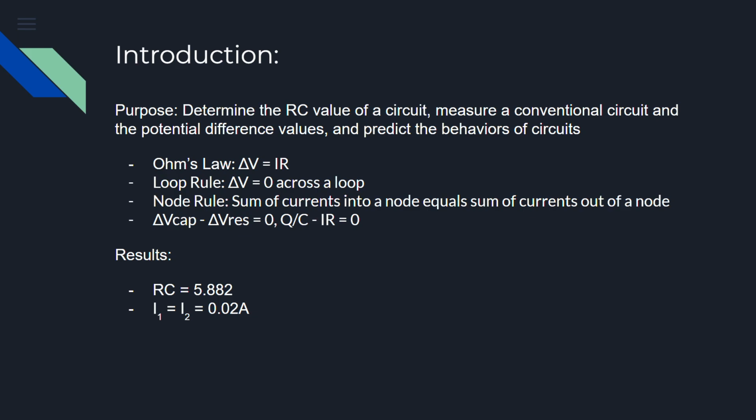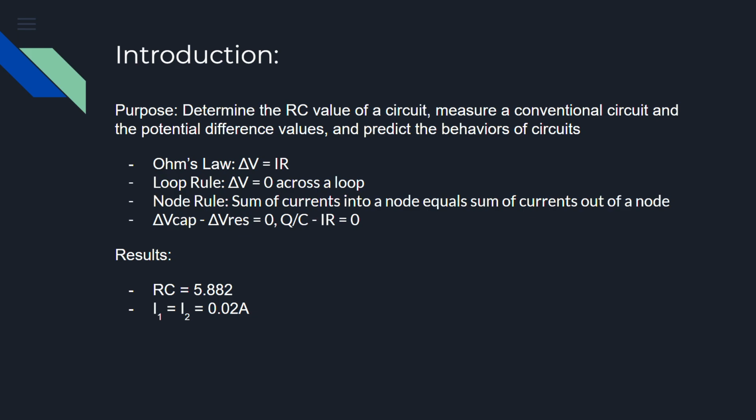To do this, we used Ohm's law, V equals IR; the loop rule, which is delta V equals 0 across a loop; the node rule, which is the sum of currents into a node equals the sum of currents out of a node; and delta V capacitor minus delta V resistor equals 0, which is Q over C minus IR equals 0.